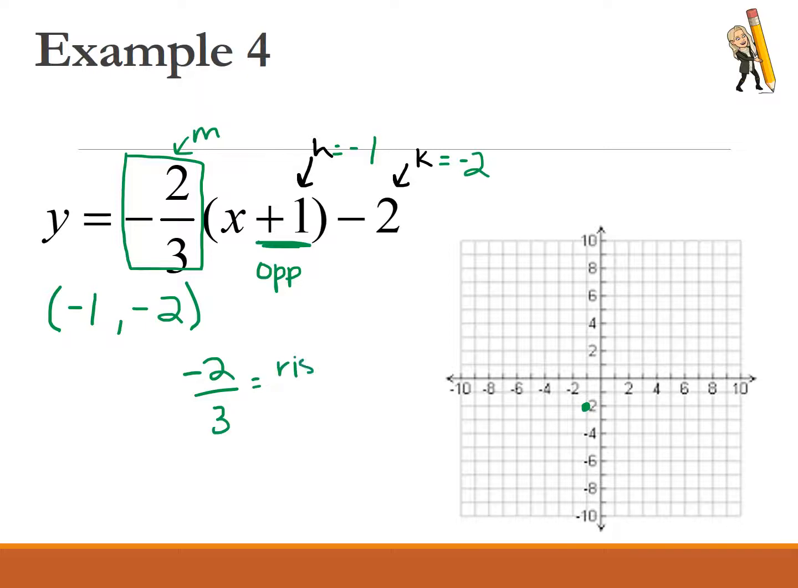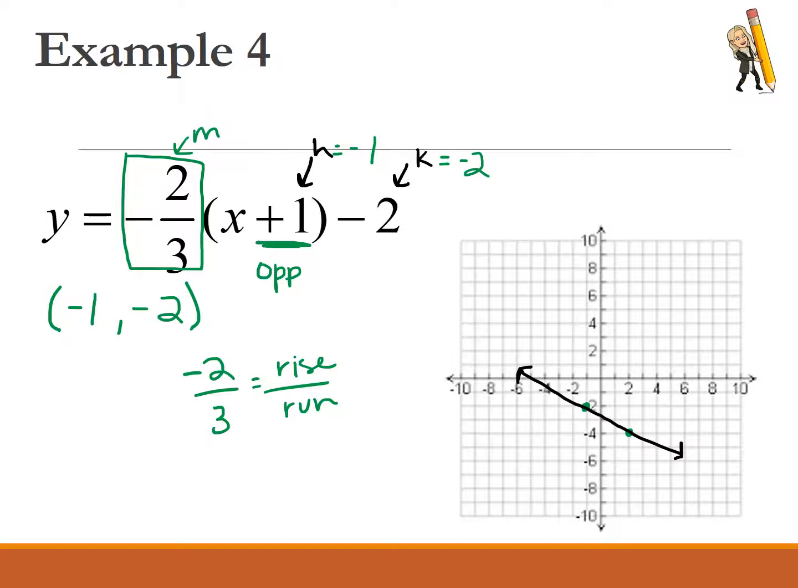Again, remember this is just that rise over run. So when I'm rising this time, that means I'm going down 2. I'm not going up because I'm negative, so I need to go down 2, and I'm going to run to the right 3. Okay, now that I have those 2 points, I can take my marker and draw a line connecting the 2 of them.